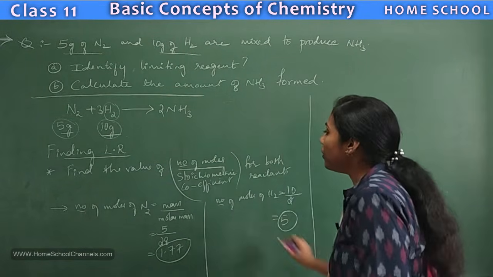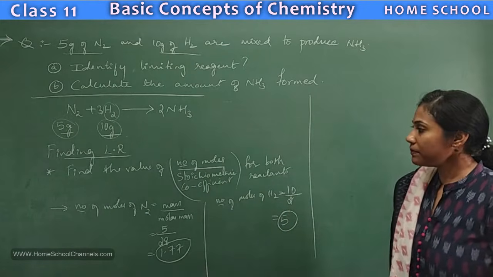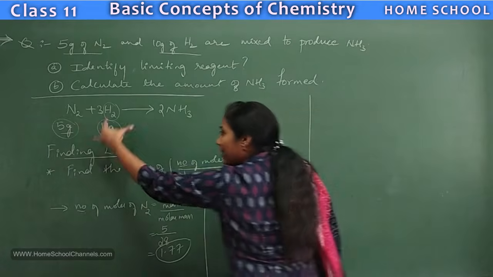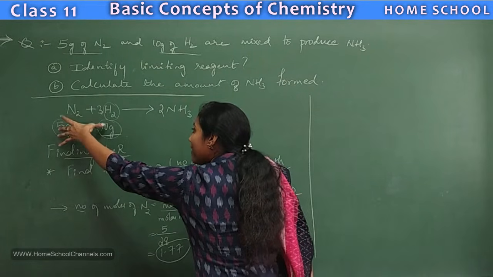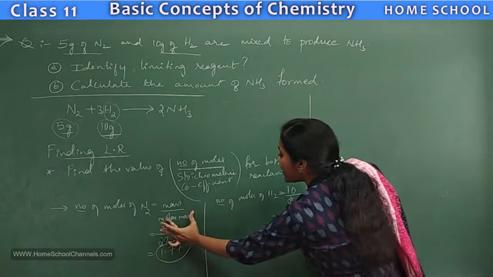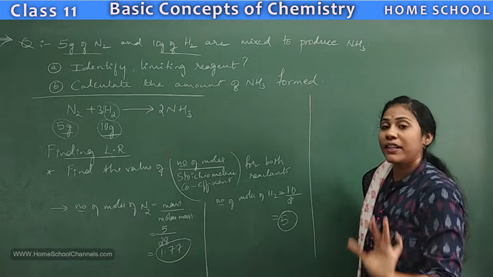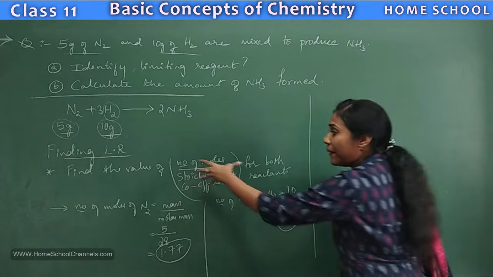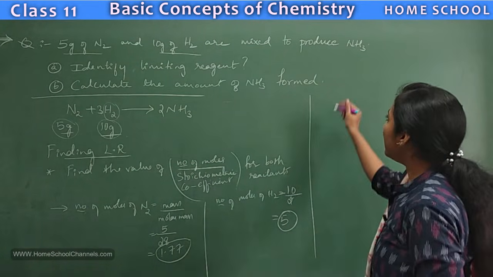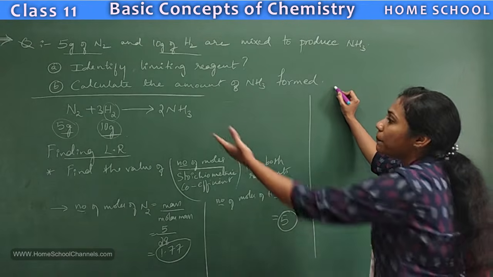Right. Now apply this formula. So number of moles, we didn't have in the question. They gave mass. So this mass we converted into moles using this basic formula. That's what we have done so far. Now you apply this formula for both reactants. So what is the formula you will apply for both reactants?